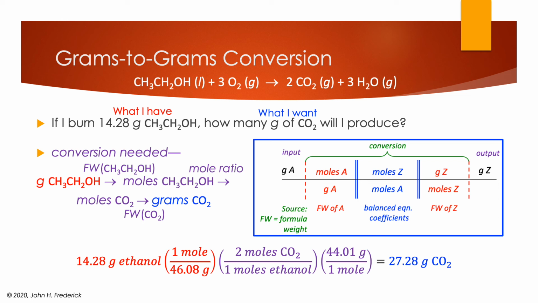I start off with 14.28 grams of ethanol. I'm going to divide by its formula weight, 46.08, so that I can convert from grams of ethanol to moles of ethanol. Then I'm going to use the balanced chemical equation. I have 2 moles of CO2 for every 1 mole of ethanol, so it's a 2 to 1 mole ratio. And then I'm going to multiply by the formula weight of carbon dioxide, 44.01, and when I get through doing all this multiplying and dividing, I'm going to end up with 27.28 grams of carbon dioxide. So the conversion factors are, here's the formula weight for ethanol, here's the mole ratio from the balanced chemical equation, and here's the formula weight for carbon dioxide.